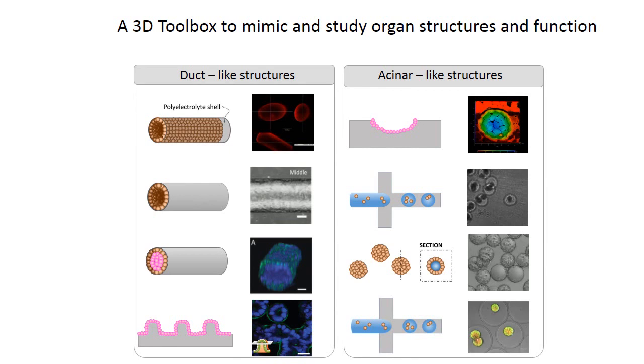These different components of the 3D toolbox can be combined depending on the application. For example, if we need to perform flow-based drug screening, we would use microfluidics. If we need to perform secretomics-based diagnosis, we would combine acinar-like structures with duct-like structures. This bio-inspired approach to combine cell culture with microfabrication techniques provides us with a new generation of tools for multi-omics analysis.